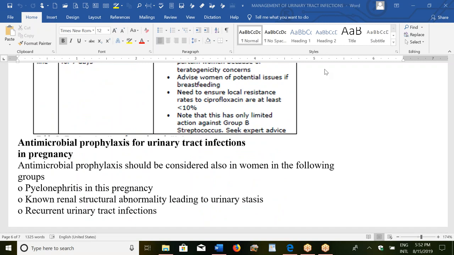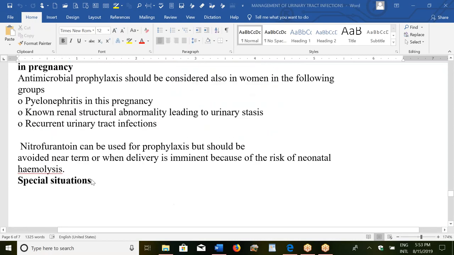So far we have talked about the treatments. Now, can we give some antimicrobial prophylaxis for UTIs in pregnancy? This type of prophylaxis should be considered in women in the following groups: pyelonephritis in this pregnancy, known renal structural abnormalities leading to urinary stasis, and recurrent urinary tract infections. Then nitrofurantoin can be used for prophylaxis but should be avoided near term, like don't give it beyond 36 weeks or when delivery is imminent because of the risk of neonatal hemolysis.